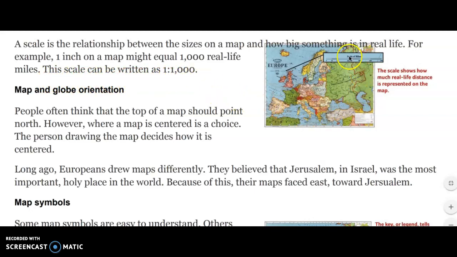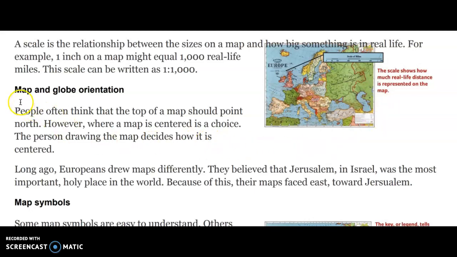So here is a picture of a map that features Europe. It's also got a scale on it, a scale in miles. The caption for this picture says the scale shows how much real-life distance is represented on the map. So it's giving you an idea of how far things are away from one another, even though the map is very small. What they're doing is telling you that something like an inch or a centimeter actually represents or stands for something much bigger in real life.